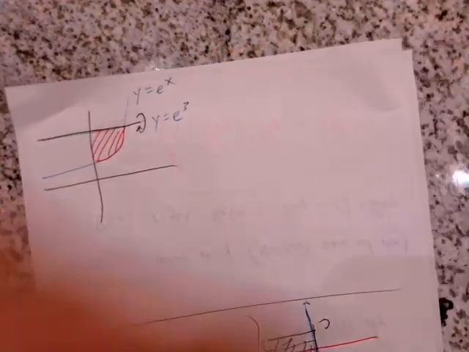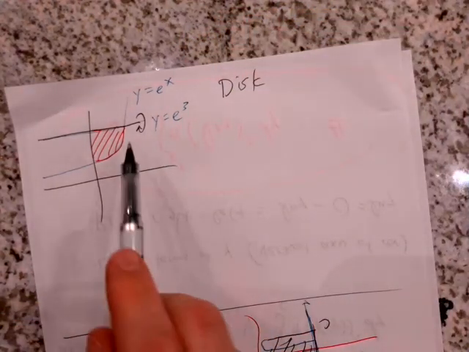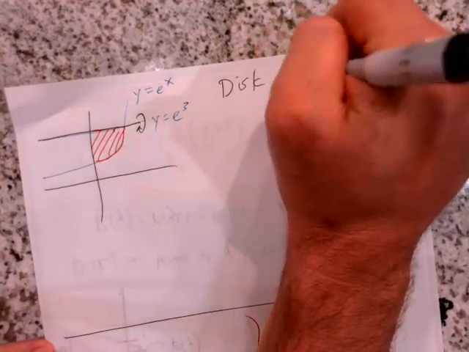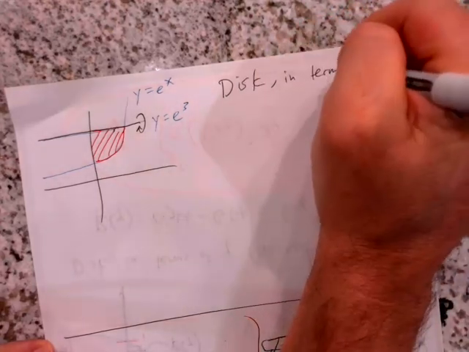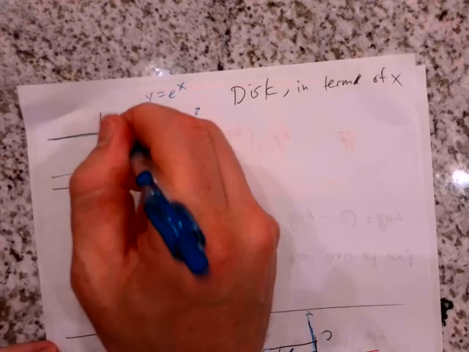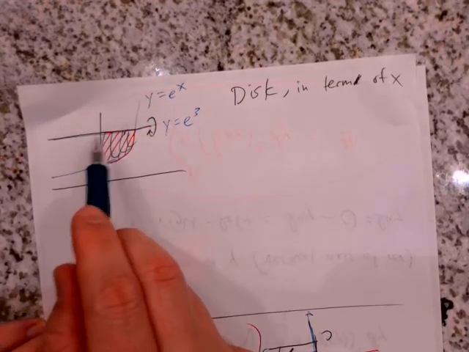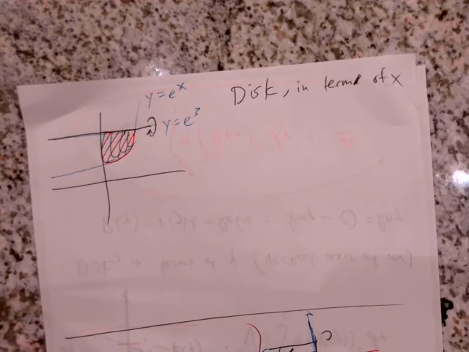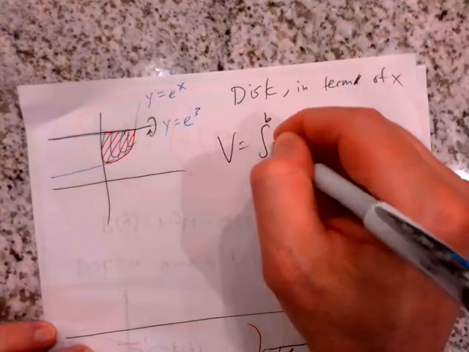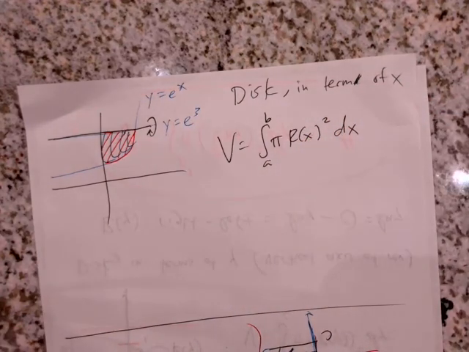So we go through our list of questions. We need the disk method here because there's no gap between our axis of revolution and the region, and we are in terms of x because our axis of revolution is horizontal. Because again, if we were to make those rectangles, they'd be lined up going this way, and the base is delta x, change in x. So the volume will be the integral from a to b of pi r of x squared dx.